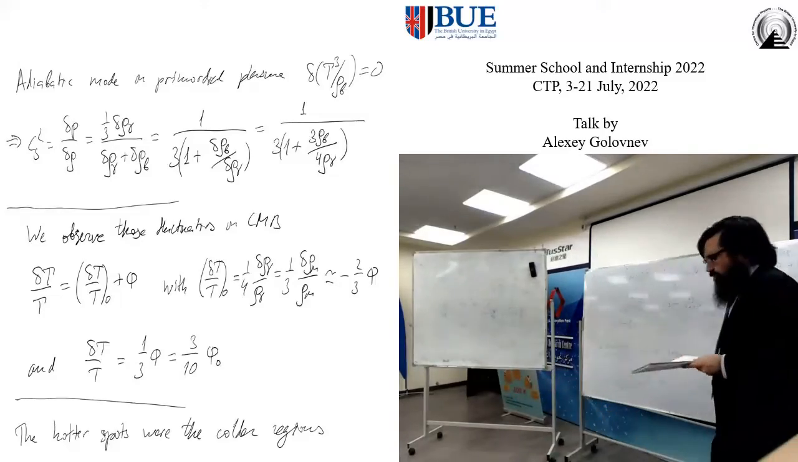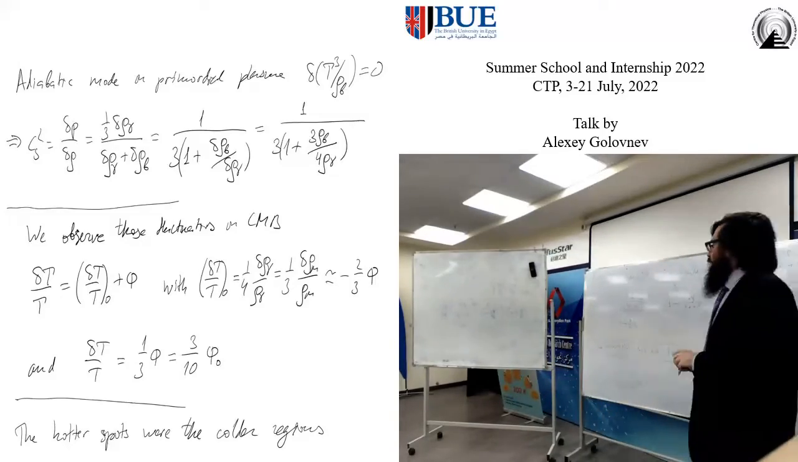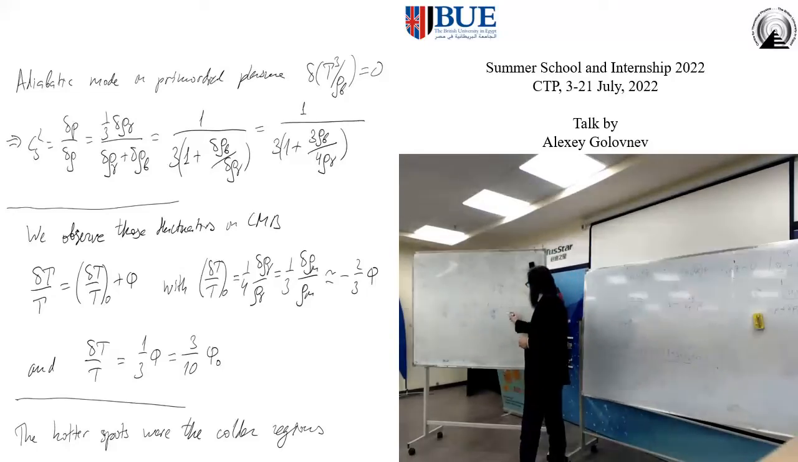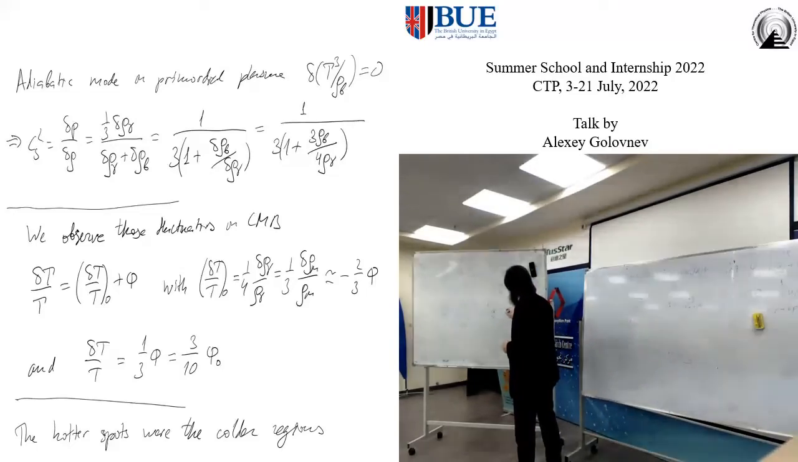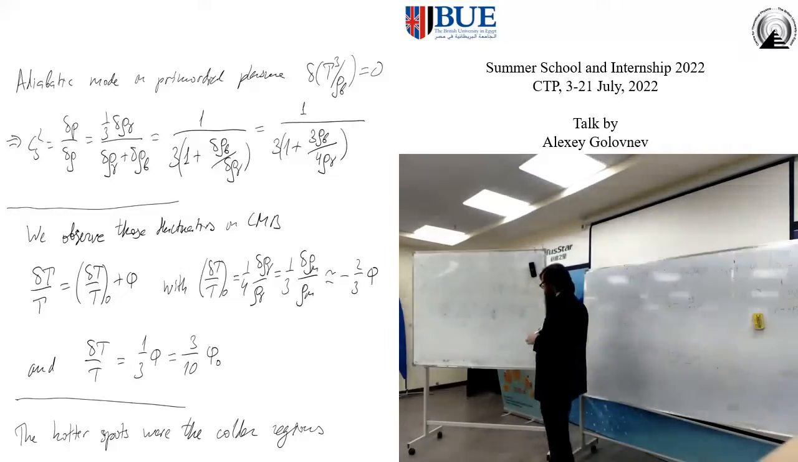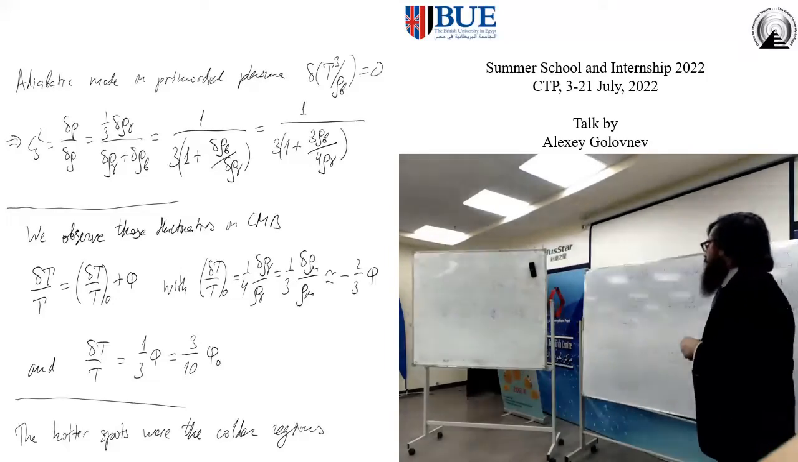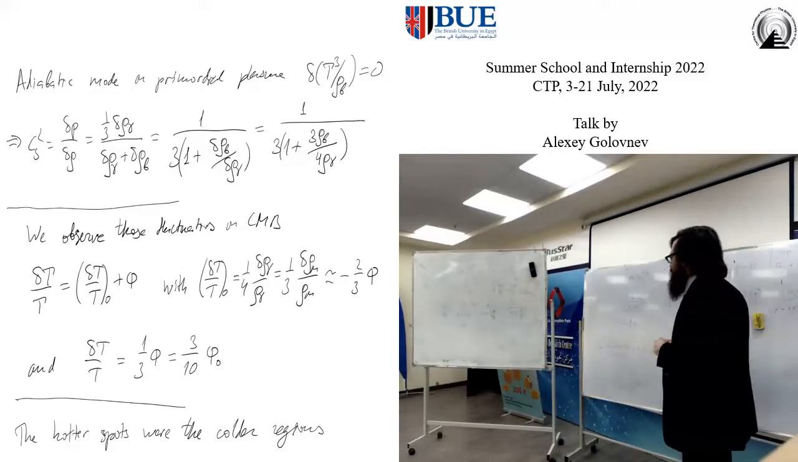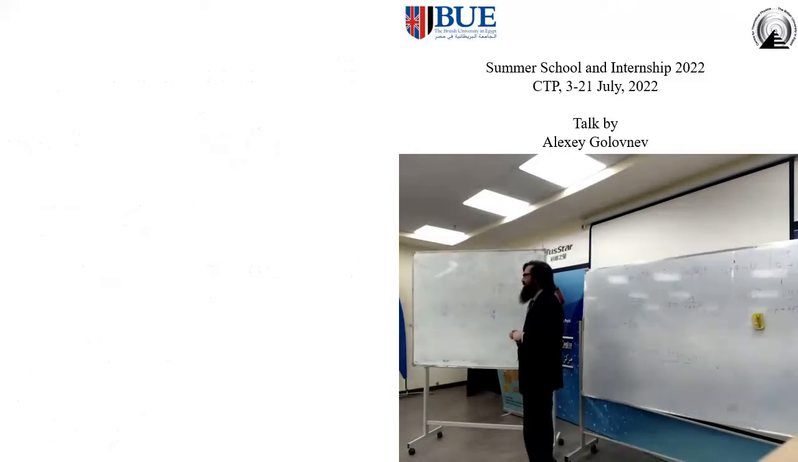So basically, if there were no baryons, the sound speed in photons is 1/√3, and here there is some kind of correction. Okay, so now I have to discuss what the CMB is.